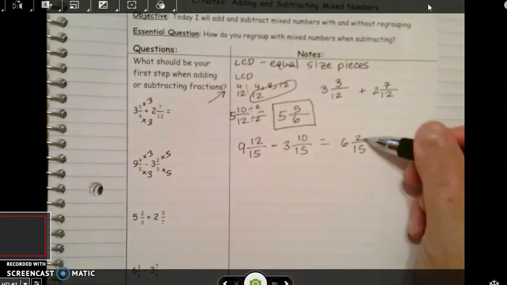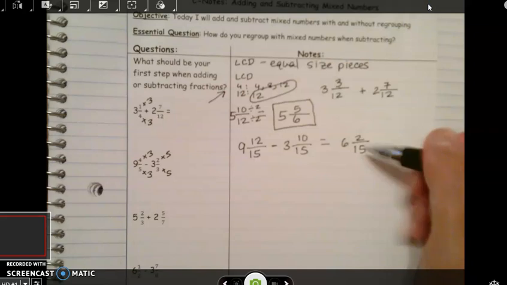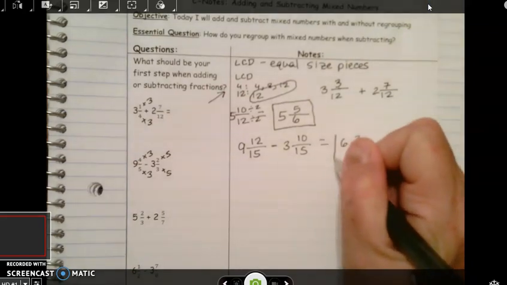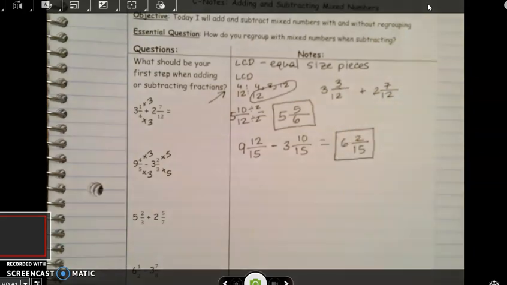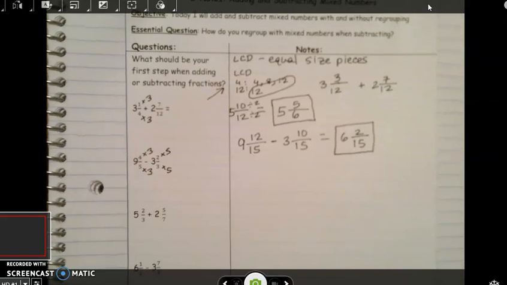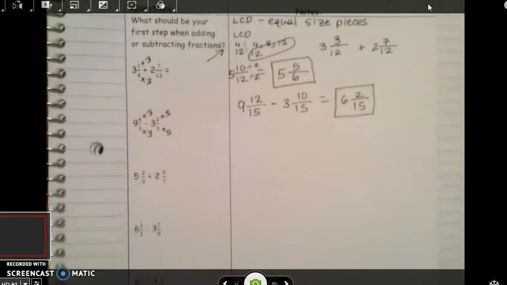Okay, so 2 is prime, and it is not a factor of 15. 15 is not even. Can't divide by 2. So this is my final answer. Now, if you feel like I'm going too fast, please feel free to pause this video. I want to make sure I can get through as many of these as possible for you.